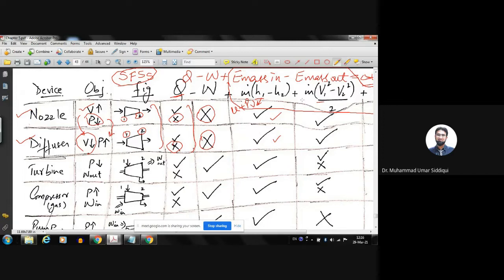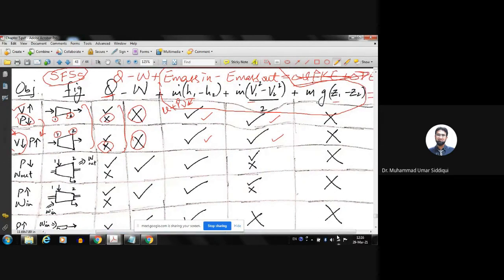The next thing is about the velocity. We are definitely saying in the objective that the velocity for the nozzle increases and for the diffuser decreases. So there will be a change in velocity from inlet to exit. Since there will be a change in the velocities, the change in the kinetic energy term will also be there. Then the last term is about the change in the potential energy.